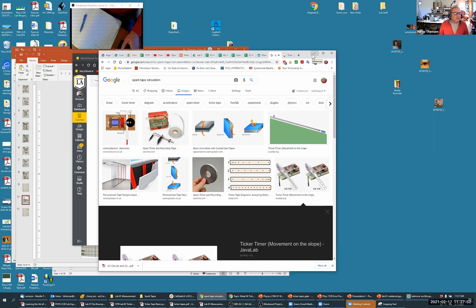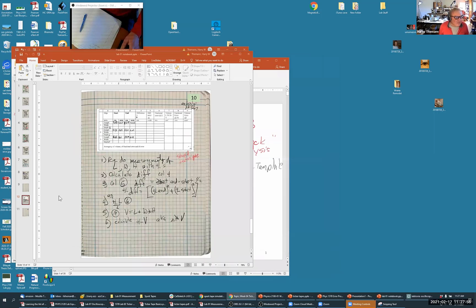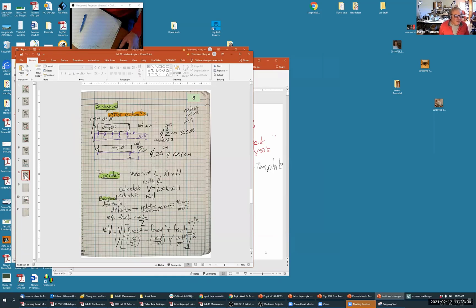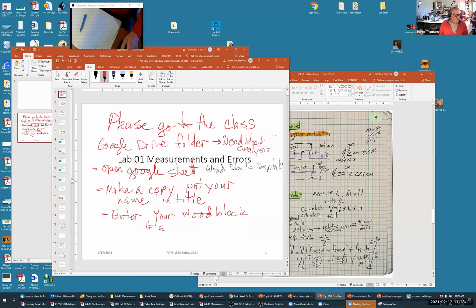And we'll get back to this. And let's take a look here. So we started talking a little bit about this. So one thing we went over was the basics of just simply using a ruler.